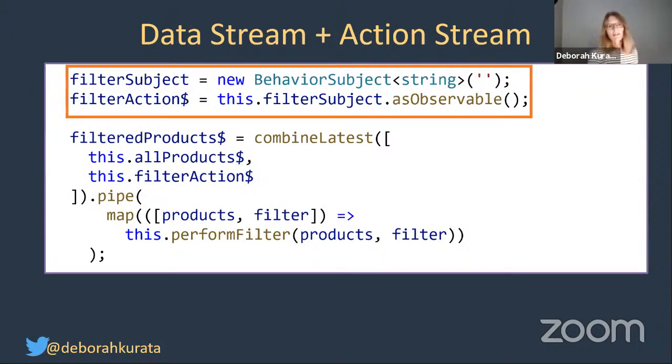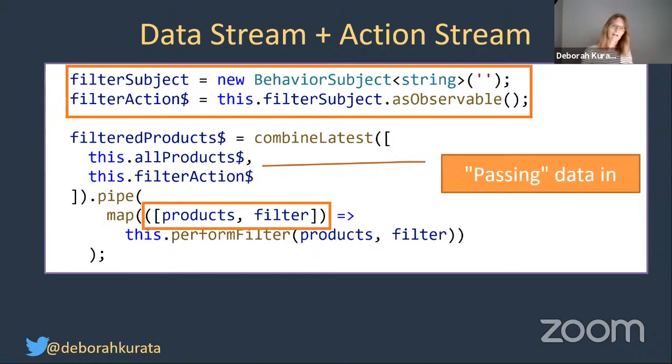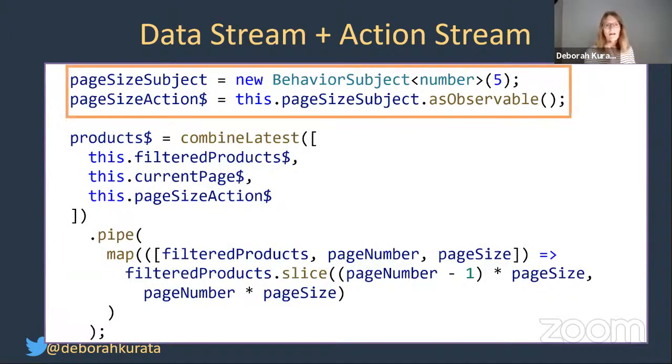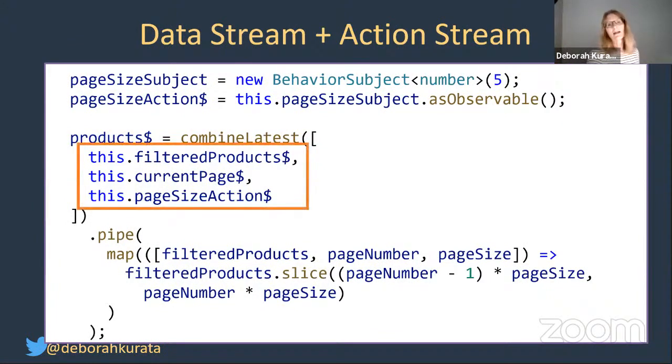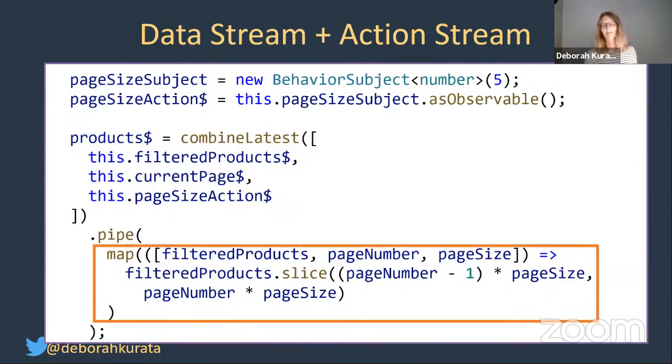All right, what about all of the other ones? Okay, so remember, this is called filtered products. This is taking our data stream and adding an action. Instead of adding all of the other actions on here, we can instead take this stream, this filtered products dollar, and we can think of this as kind of passing in this data. And we can do another combine latest with the filtered products and our additional action streams. So this is our current page and our page size. And we can write our code to correctly figure out which products to display based on their action.